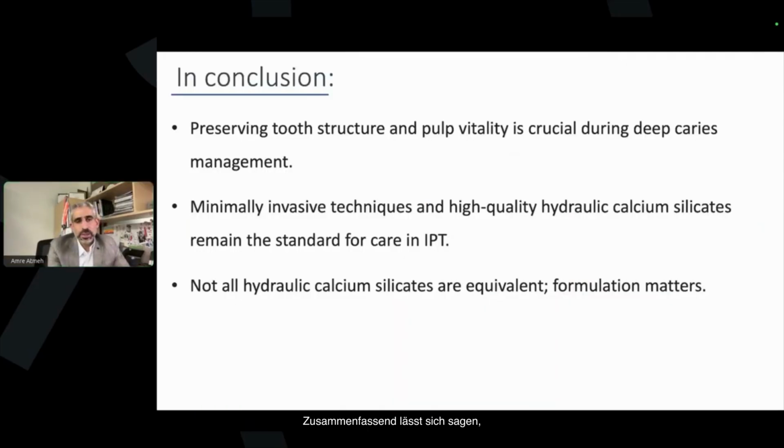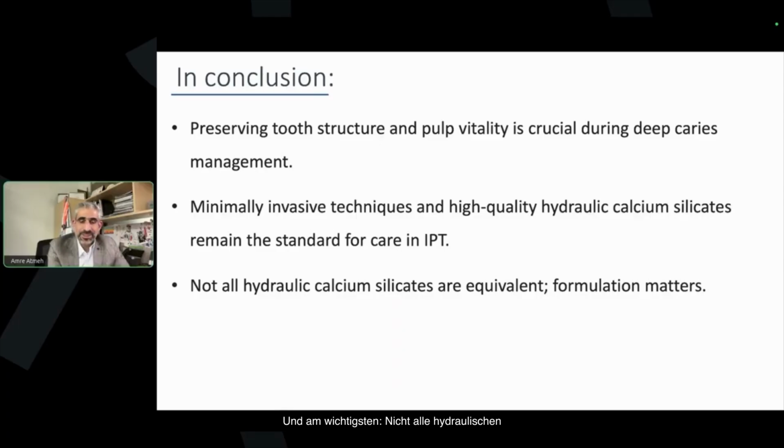In conclusion, preserving tooth structure and pulp vitality is crucial during deep caries management. And as we mentioned at the beginning, caries management is not just to place a restoration, not just to restore function and aesthetics. It includes preservation, protection, and prevention. Minimally invasive techniques and high quality hydraulic calcium silicate remain the standard of care in indirect pulp treatment, which should always be kept in mind.